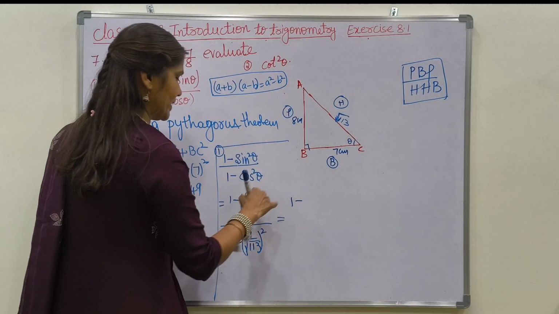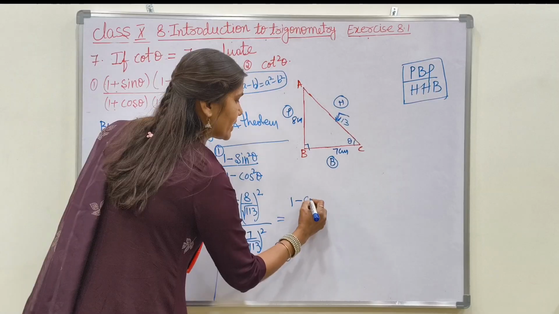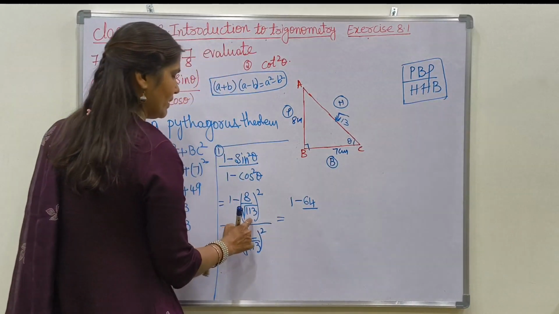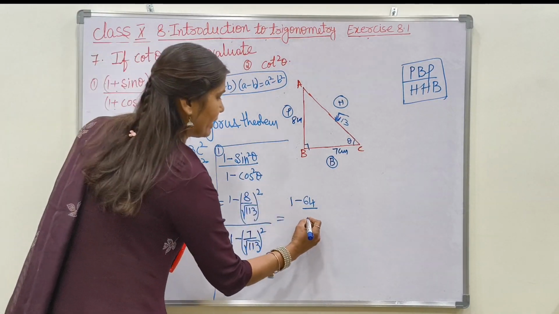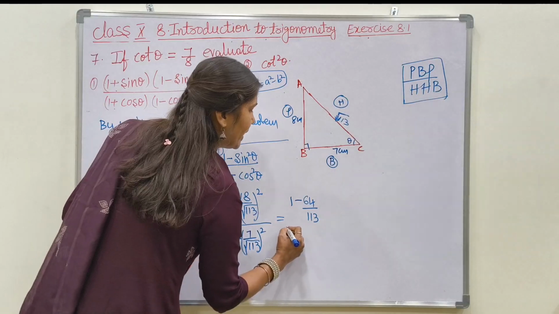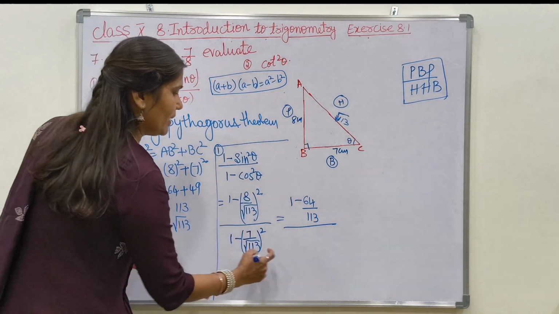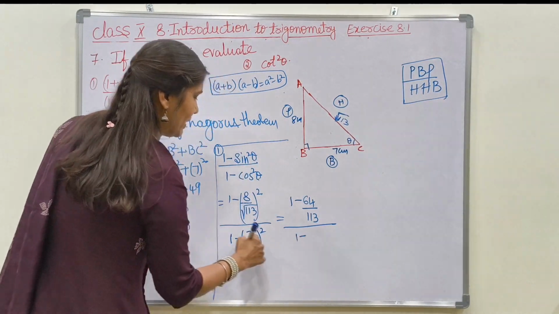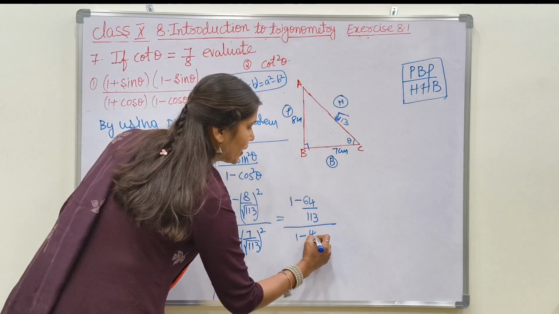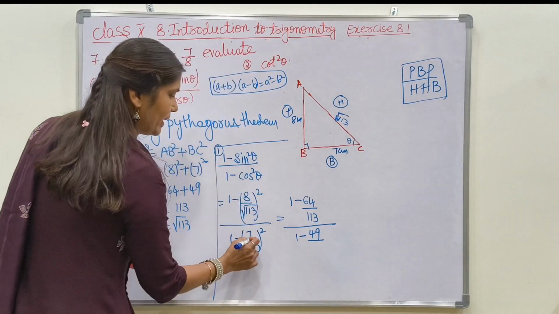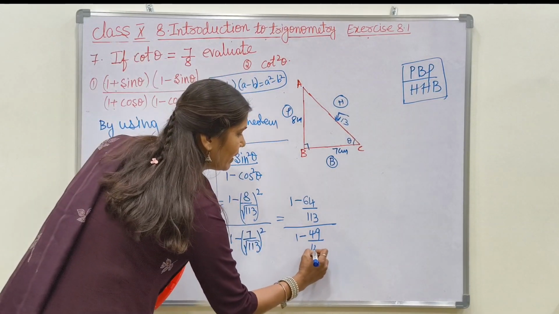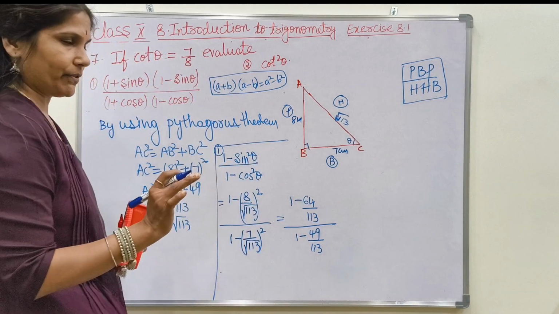1 minus, try to understand. 8 square means what? 64 by what is there? Root square cancel, you will get 113. Okay. Divided by, this is the main divider. 1 minus 7 square means what? 49 divided by, root square cancel, what you will get? 113 you will get.